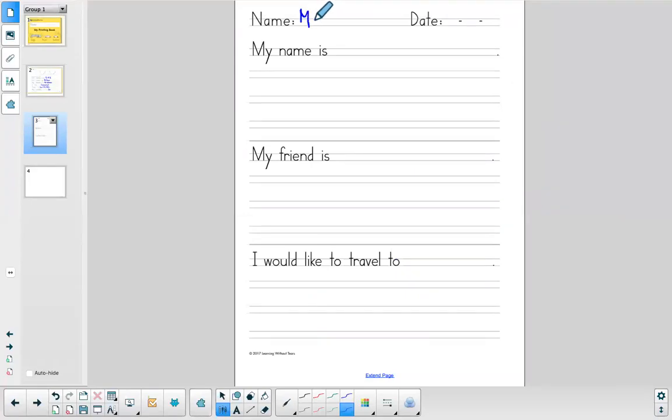But the first thing I need to do before I can even get started is write my name. And then I need to write the date. April 22nd, 2020. Okay, before I can get started copying, I need to fill in these blanks. My name is Miss Beyer.